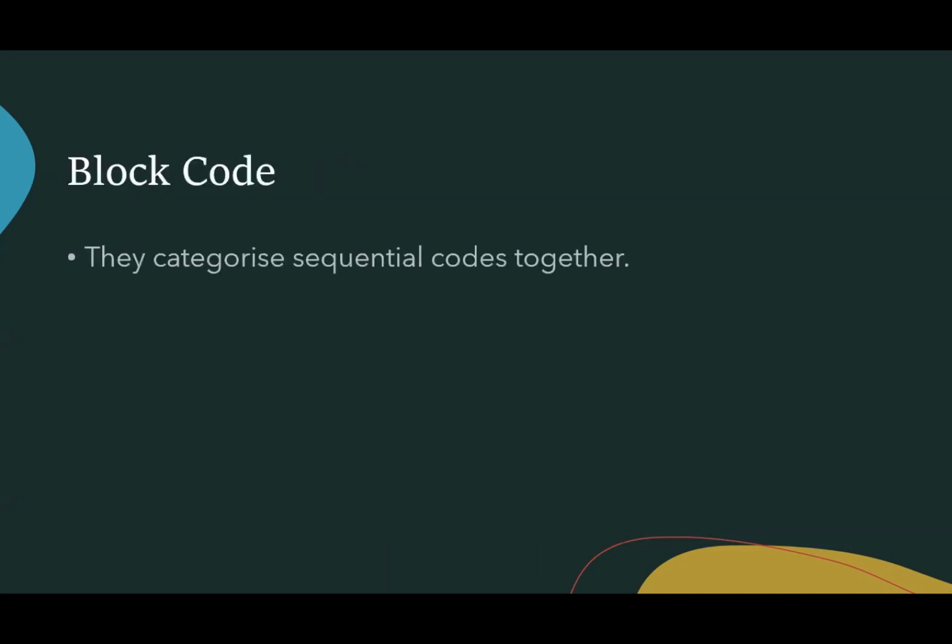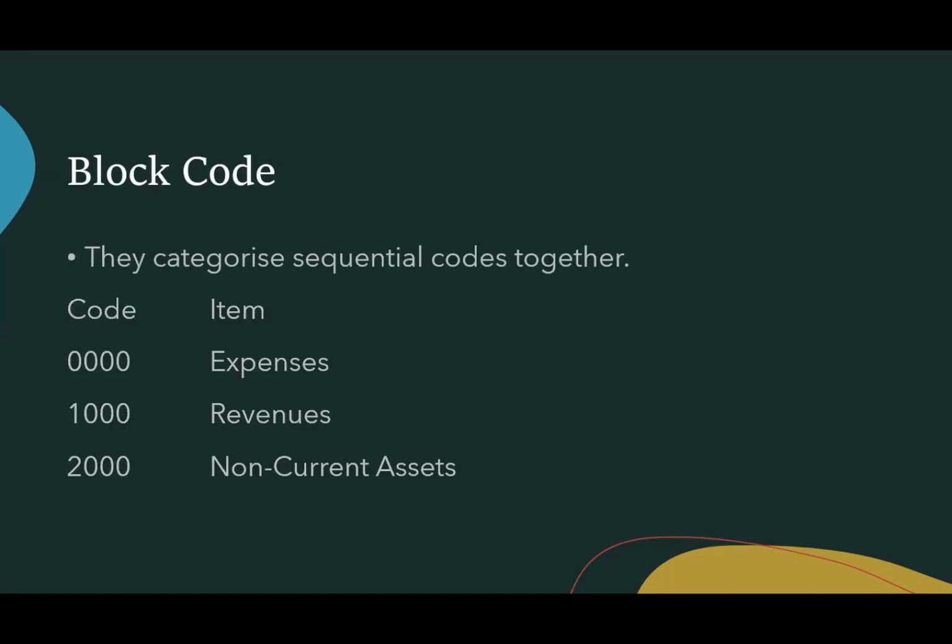Then you have block code. Now they categorize the sequential codes together. So for example, 0000 to 999 is considered to be expenses. So all the expenses of the organization can fall within that one block code. Then from 1000 to 1999, you have the block code for your revenues. From 2000 onwards, you can put your non-current assets.